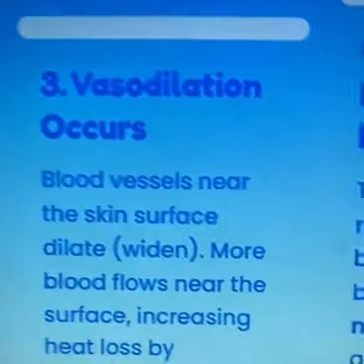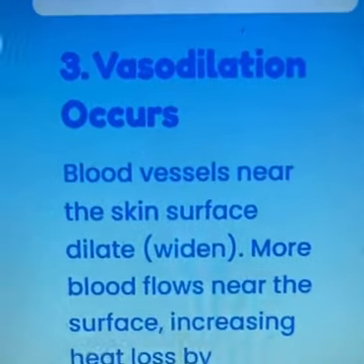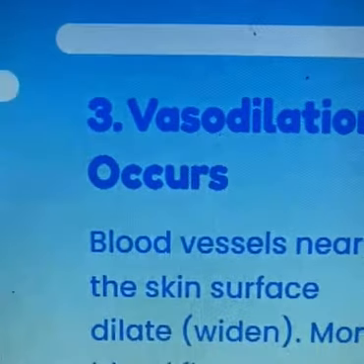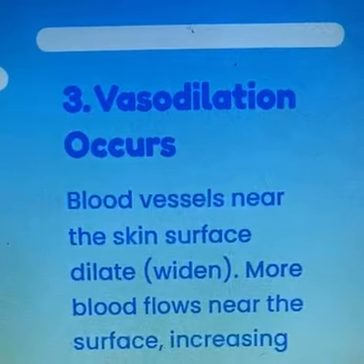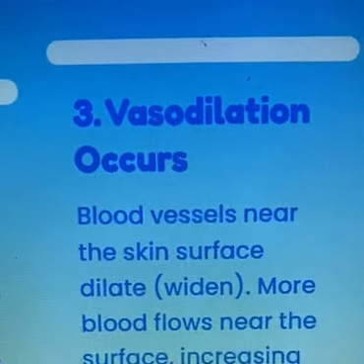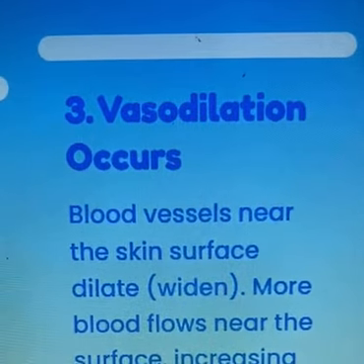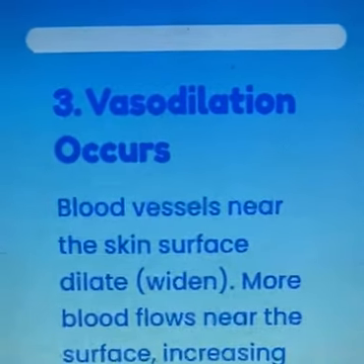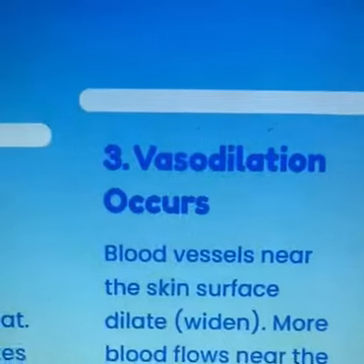Next one, vasodilation. Now what is vasodilation? Vaso, which means blood vessels. Dilation, which means dilates, which means increase the size. So blood vessels near the skin surface dilate, which means widen. More blood flows near the surface, increasing heat loss by radiation. This process is called vasodilation.